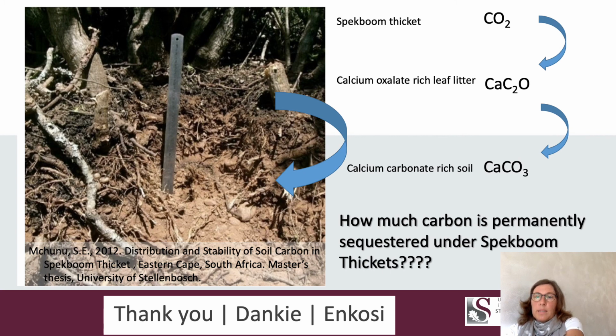From Spekboom thicket to calcium oxalate-rich leaf litter to calcite-rich soil, how much carbon is permanently stored under Spekboom thicket? And in the areas where the thicket has been cleared but the soil would still hold calcite, how much carbon is permanently sequestered under Spekboom thickets, and how much is it worth? Thank you for listening. I hope this talk inspires interest in the true value of carbon potential in Spekboom thickets.